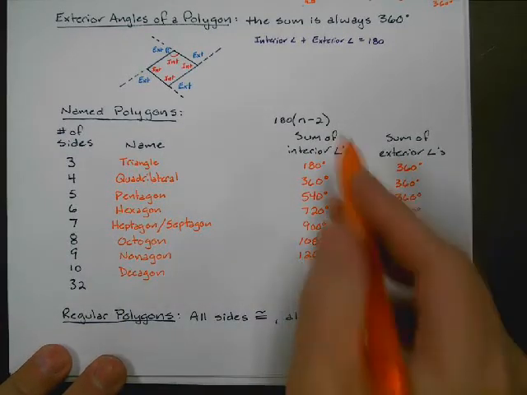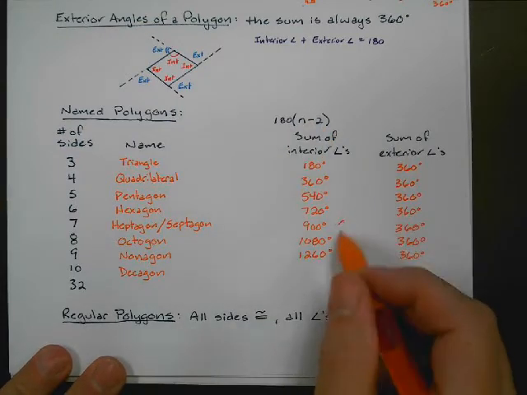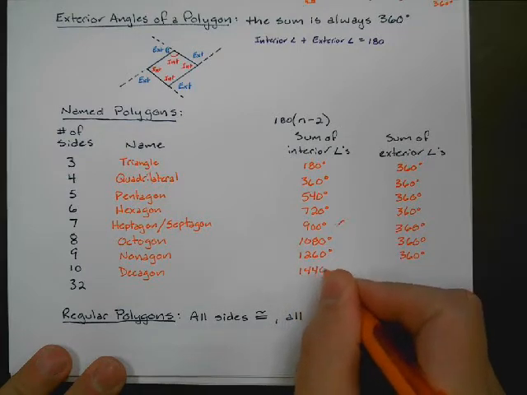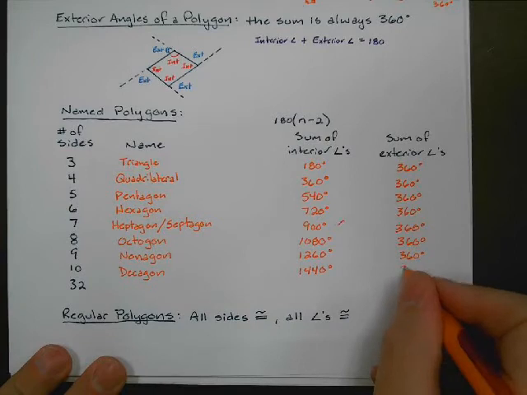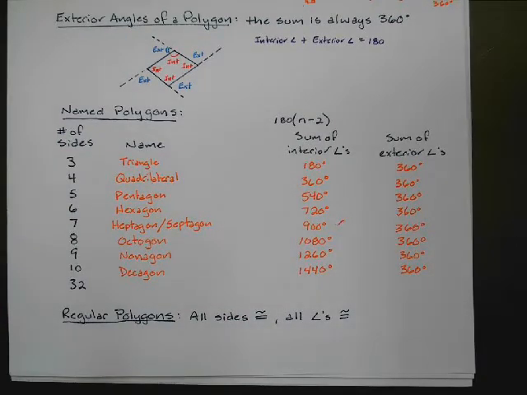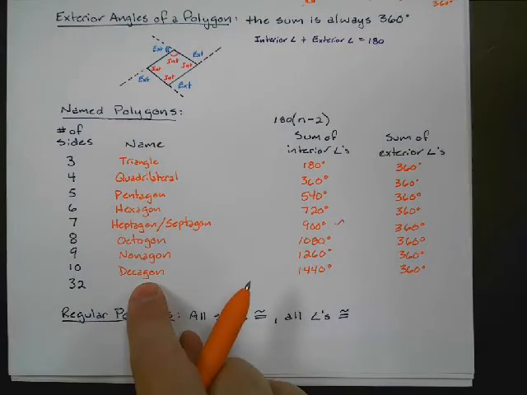And then we would do 10 minus 2, which is 8, and 8 times 180 is 1440. And we get 360. Now, if we keep on going, there are names for all the other ones. Like an 11-sided object is called a hendecagon. A 12-sided object is called a dodecagon. But we're not going to worry about that. I just want you to know from 3 to 10.